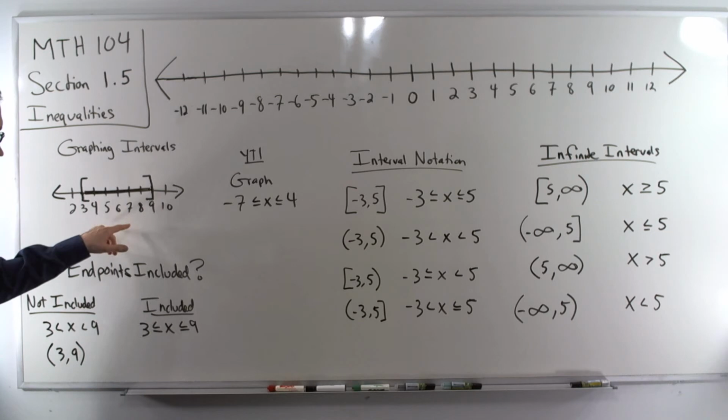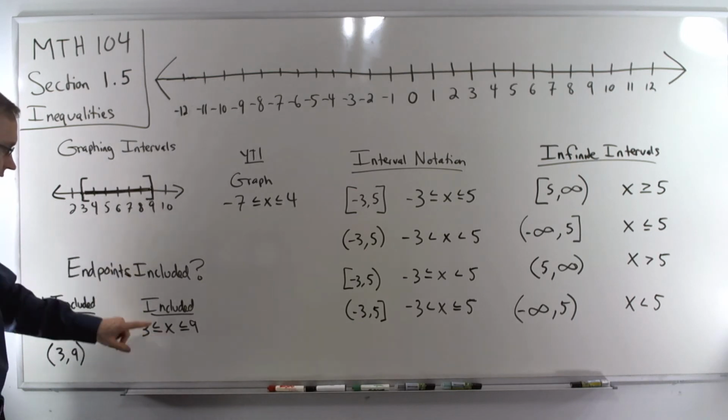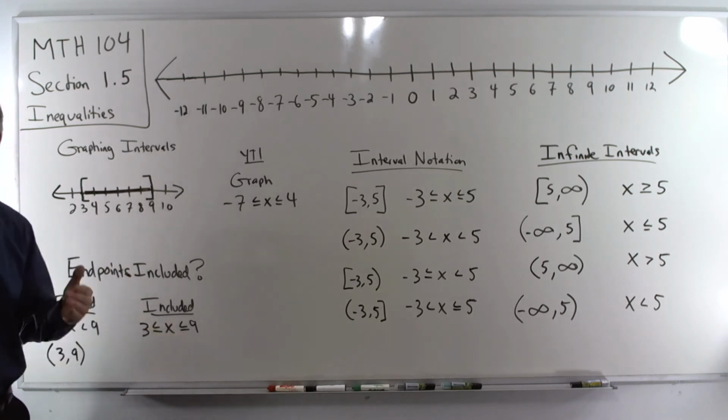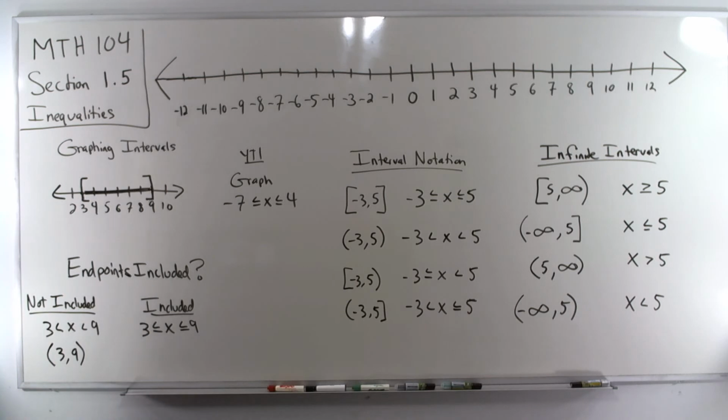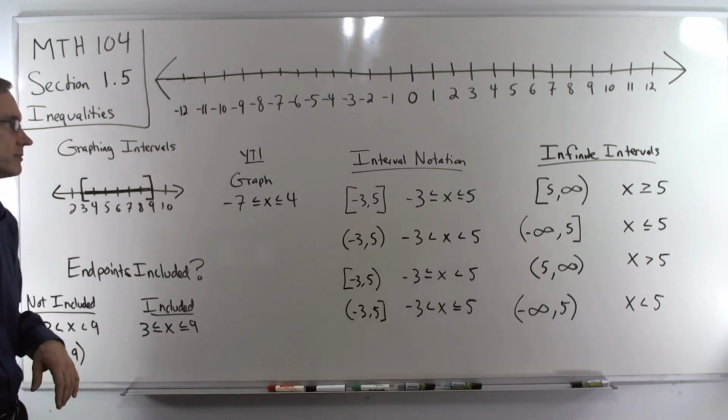So if you want to include the endpoints, use brackets, and the brackets correspond with less than or equal to or greater than or equal to. If you do not want to include the endpoints, use parentheses, and the parentheses correspond with less than or greater than.